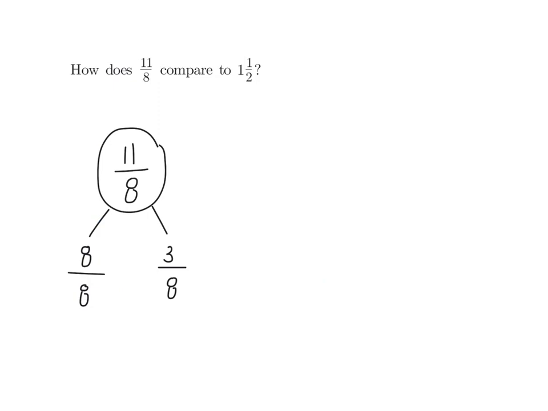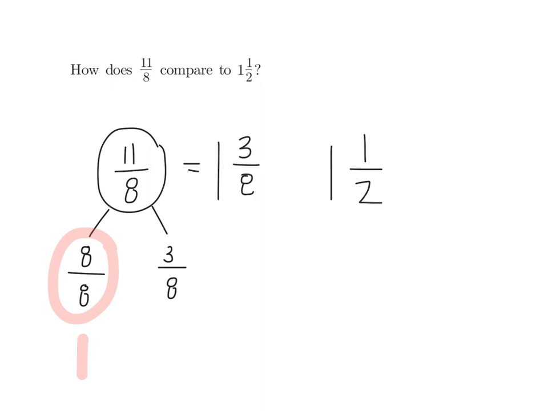We could also use number bonds to help us compare fractions, improper fractions such as 11/8 to mixed numbers. Remember, mixed numbers are numbers that have both a whole number part and a fraction part. In this case, the whole number part is 1 and the fraction part is 1/2. We can see 11/8 has a whole number, has 1 hidden in there.